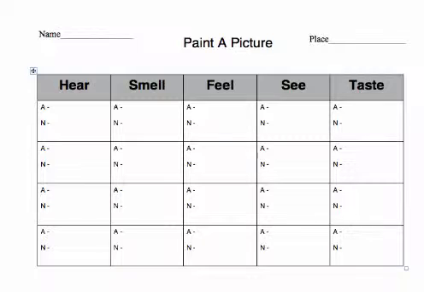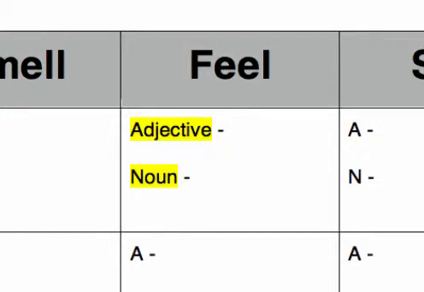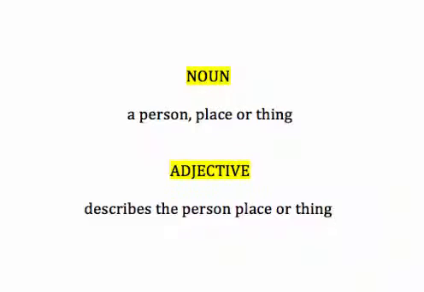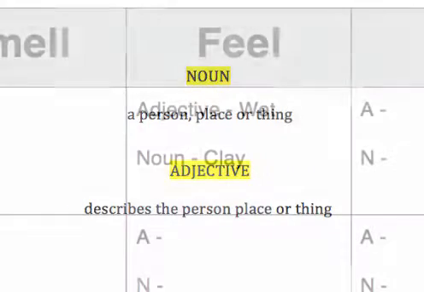This worksheet will help you gather the descriptive details you'll need to paint a picture of your room with words. Each box below the sense gets a noun and an adjective. A noun is the person, place, or thing that you hear, touch, smell, see, or taste. An adjective is a word that describes what kind of person, place, or thing.